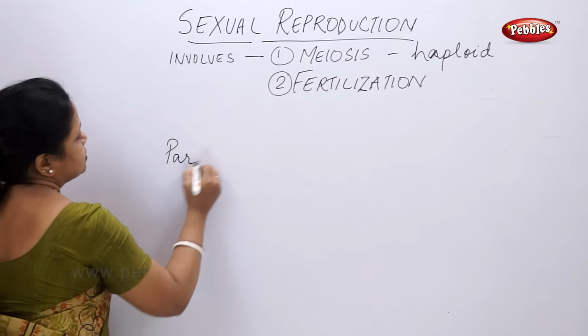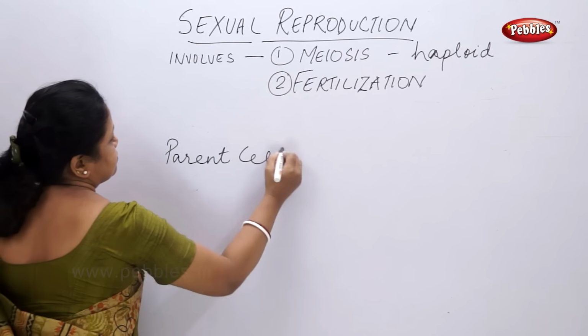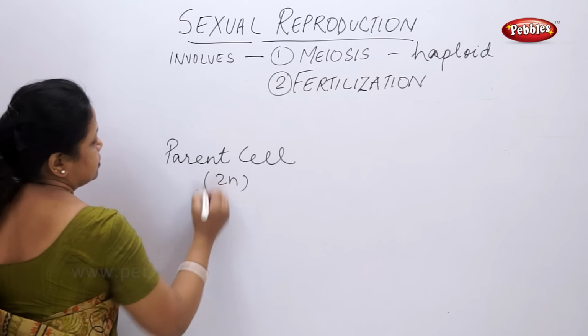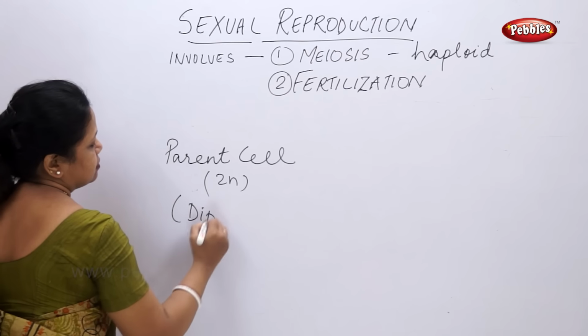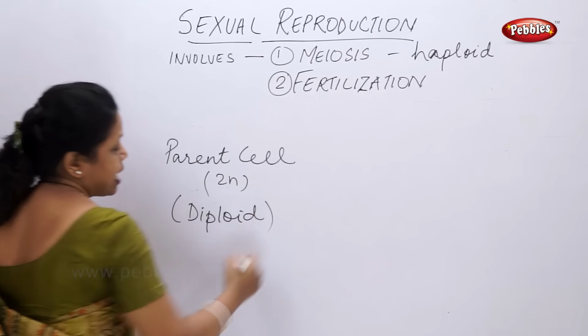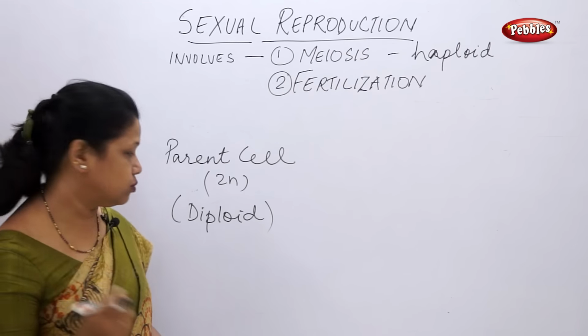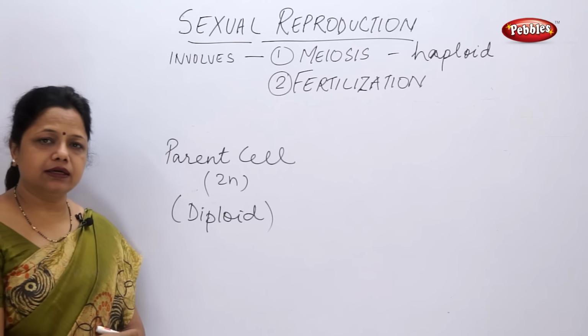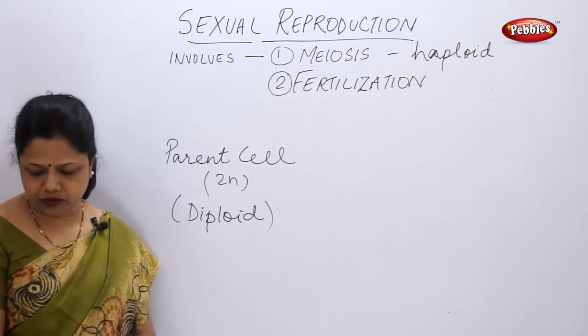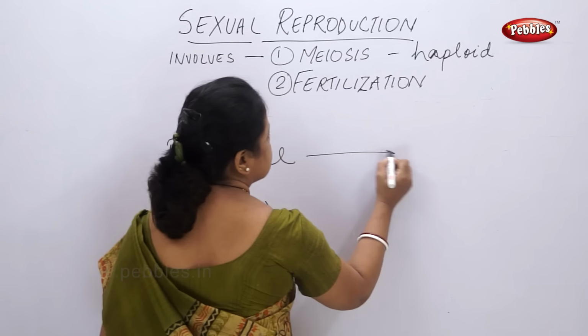So if the parent cell is 2n, that is, it is a diploid cell. Diploid means having two chromosomes, so a pair of chromosomes or two chromosomes. This diploid structure will become a haploid structure. So what will happen? Meiosis is taking place.